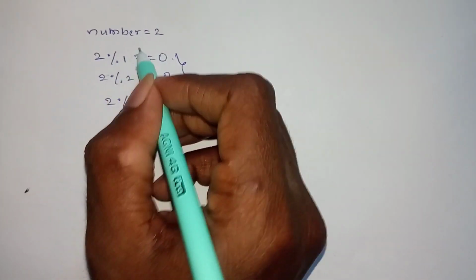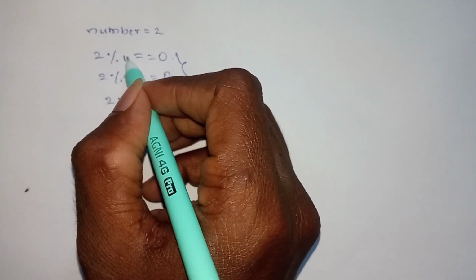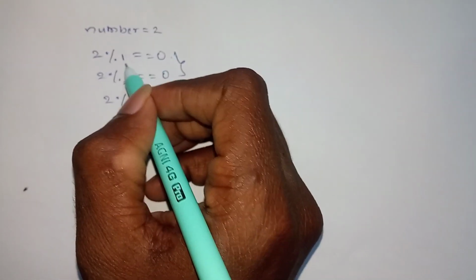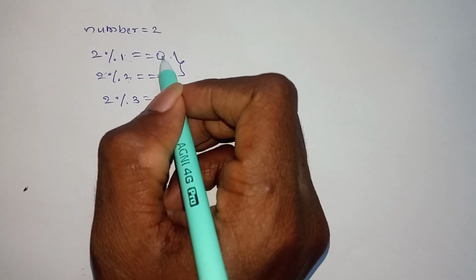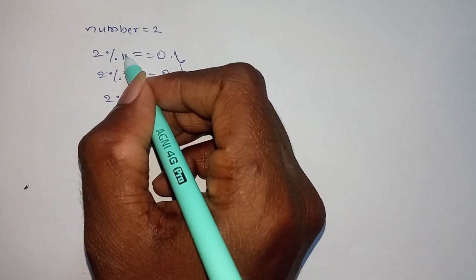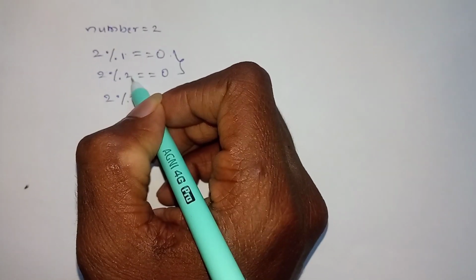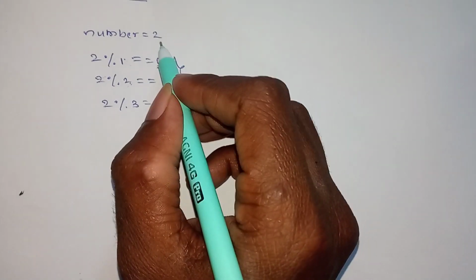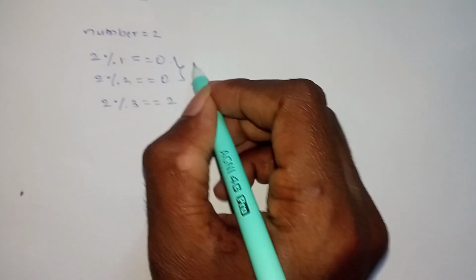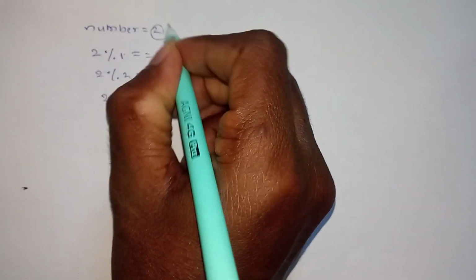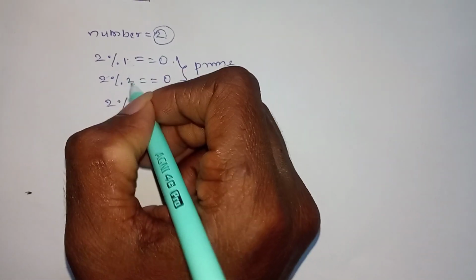So here the number 2 has two factors, 1 and 2, because when we divide the number 2 by 1 and 2, it gives remainder 0. The number which has two factors, here 1 and 2 for the number 2, is known as a prime number. So here 2 is a prime number as it has two factors.